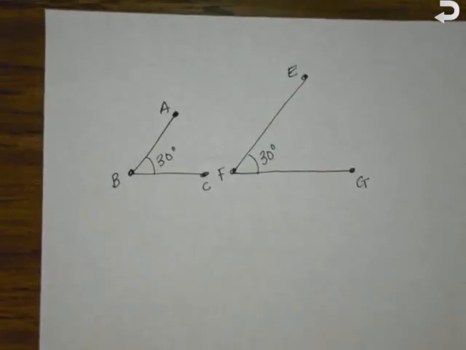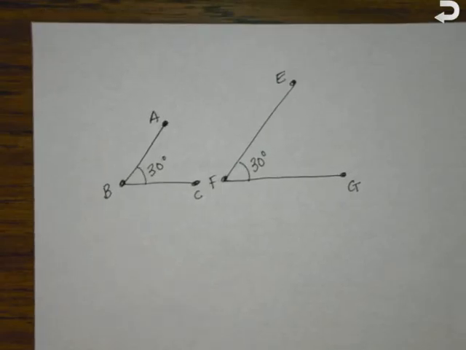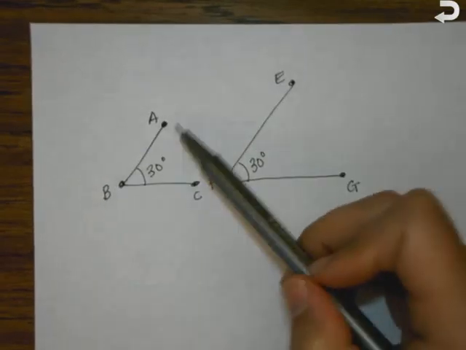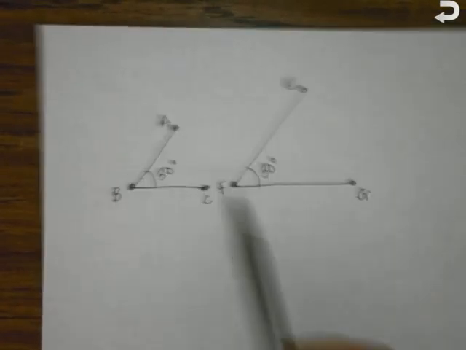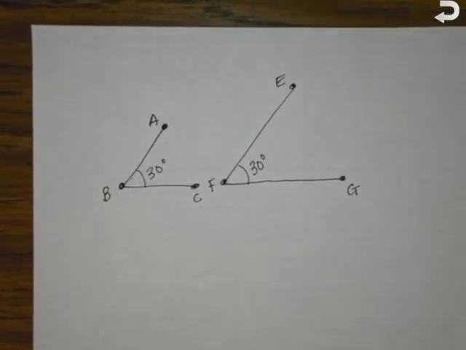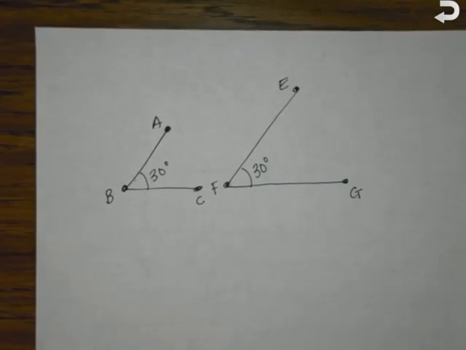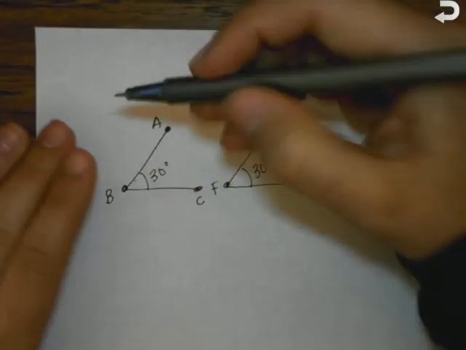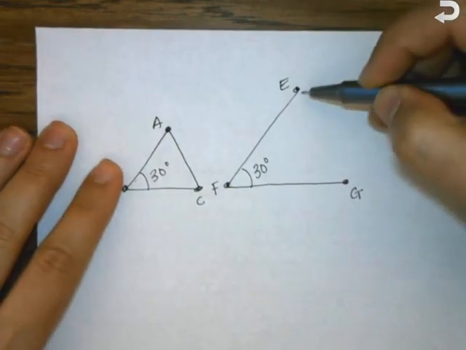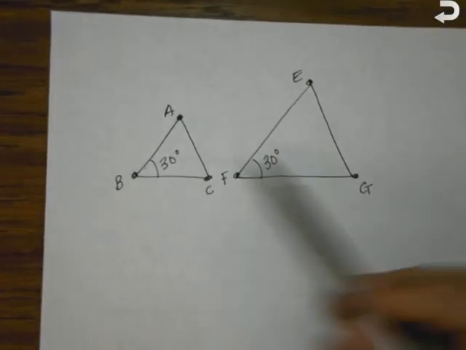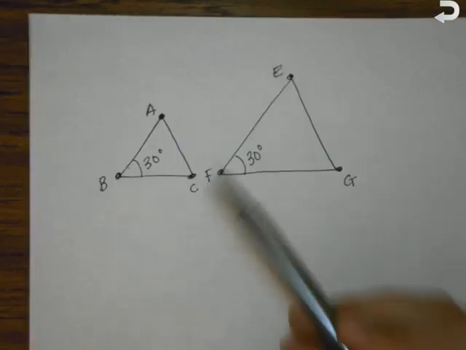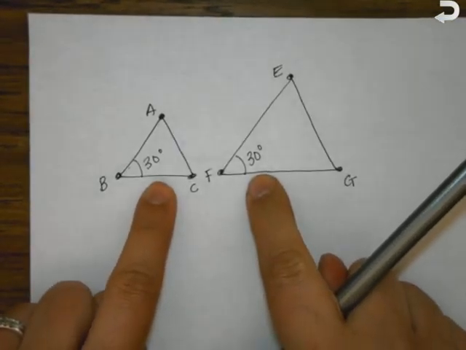Is AB congruent to EF? No. Is BC congruent to FG? No. So can I have two angles that are open the same amount but have different segment lengths? Yes, it's very possible. Say I give you, here, let's make them a triangle. Are these triangles congruent? No, even though they have the same angle. So the opening of the angle does not determine how long the sides are.